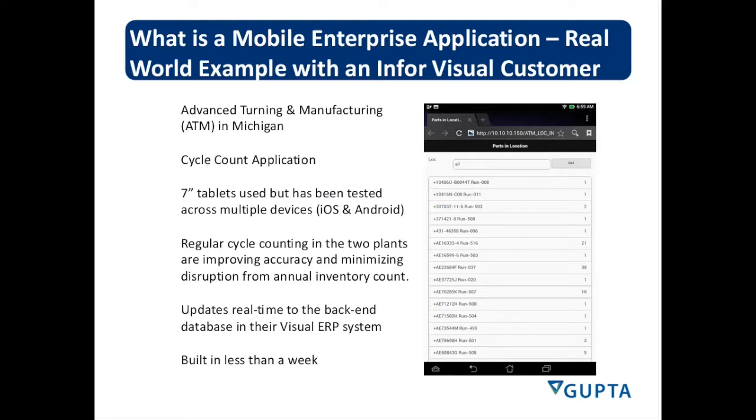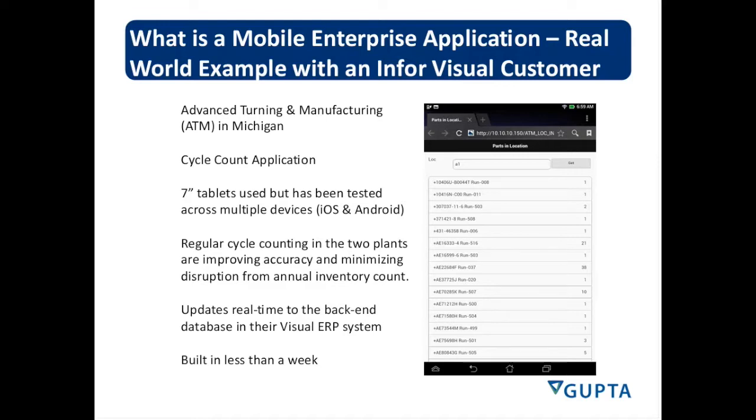One of our partners, Gary Greenwood, built a cycle count app that is used by advanced turning and manufacturing in their two plants. And users can key in the plant location with a part location app. The user clicks Get, and a list of parts in that location are displayed. And the user runs the cycle count app on a regular basis to create the parts to be counted. And the login screen has ties to the employee table of the visual HR system as well.